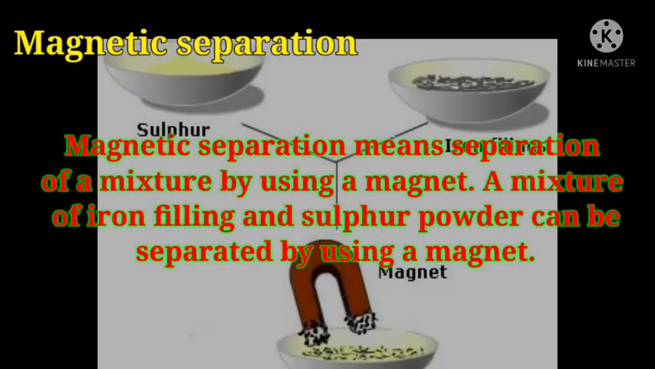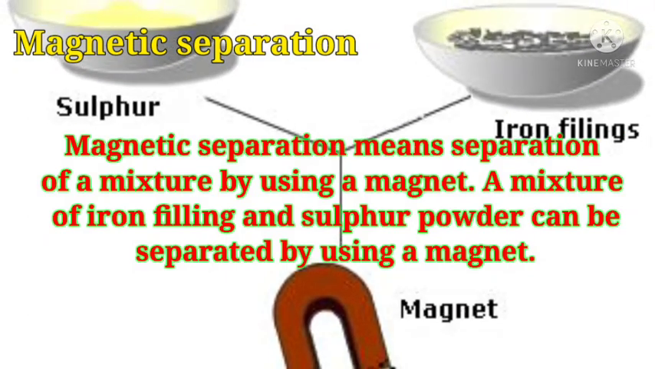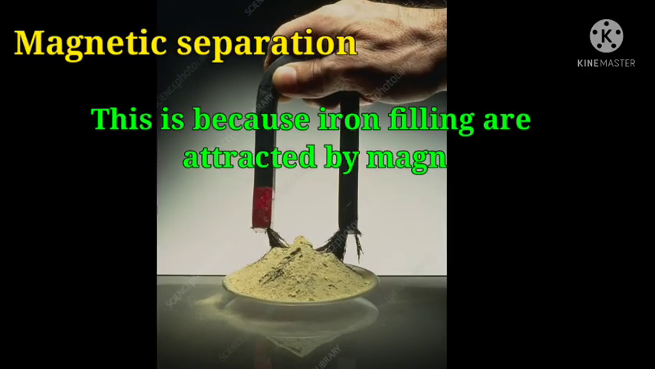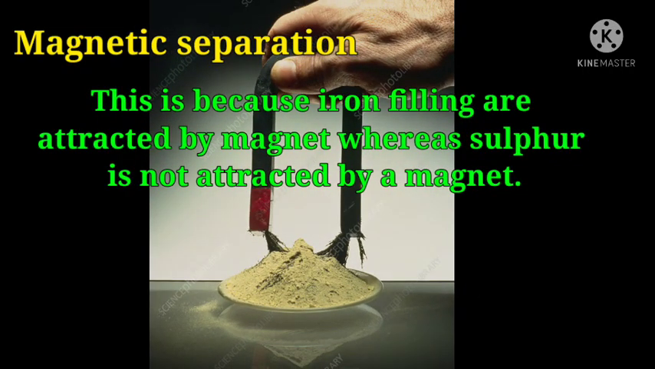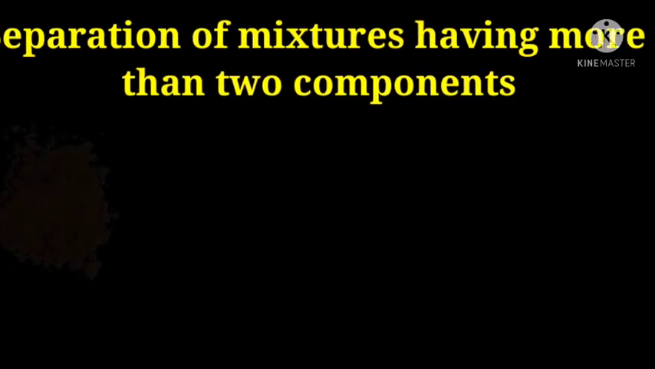Now magnetic separation, which we have already discussed in a previous lecture. In the case of a mixture of sulfur and iron filings, we can use a magnet to separate the iron filings from the sulfur. So magnetic separation means the separation of a mixture by using a magnet. This is because iron filings are attracted by the magnet, whereas sulfur is not attracted by the magnet. Because we know that iron filings are a magnetic substance and can be attracted by the magnet and easily separated out.